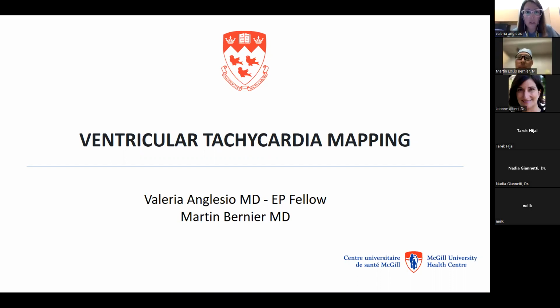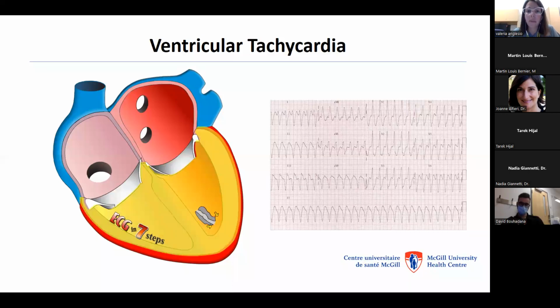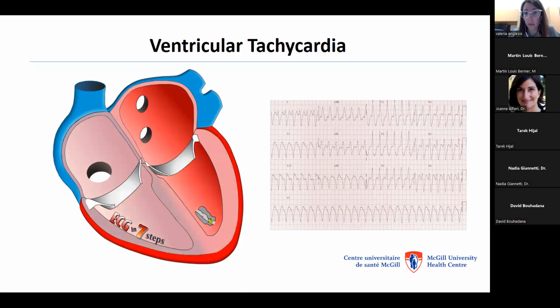Okay, thank you. So I will talk about how we map ventricular tachycardia. Monomorphic ventricular tachycardia is most frequently observed in patients with structural cardiomyopathy. The mechanism involved is re-entry through a scar. The slow conduction in the scar region is the reason why the arrhythmia perpetuates, and these are the areas we need to treat to avoid further arrhythmia events.